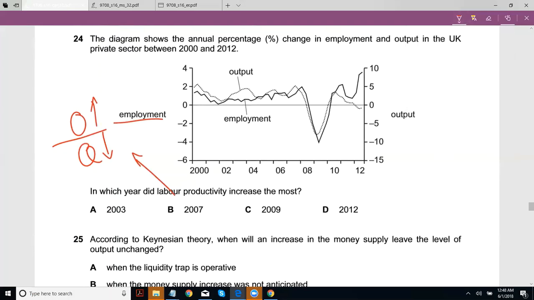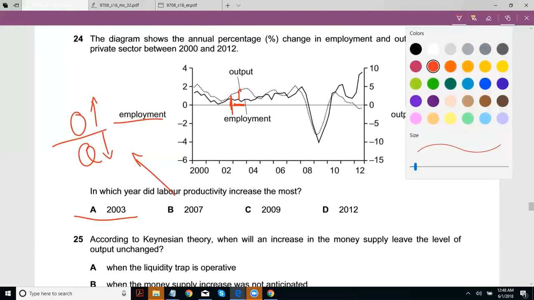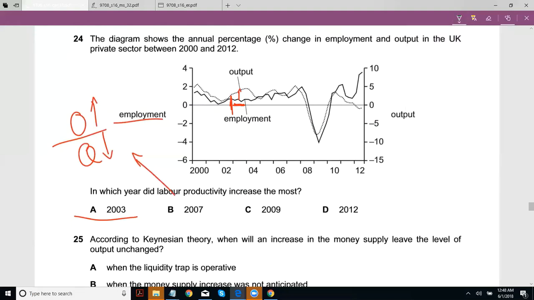So this is 2003, this would be your 2003 period. Well, output did increase here, and employment more or less remained the same. So we can say labor productivity did increase. That's definitely an option, but I'm not too sure by how much. You have to look at the other options as well.